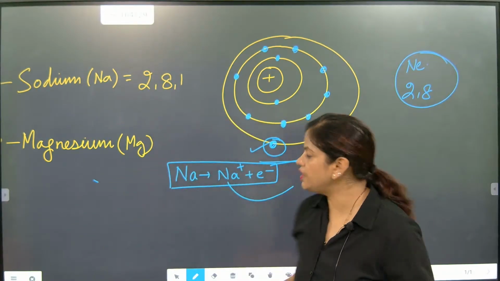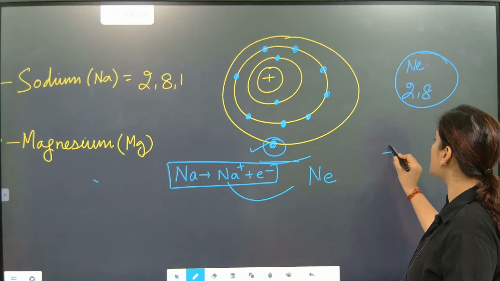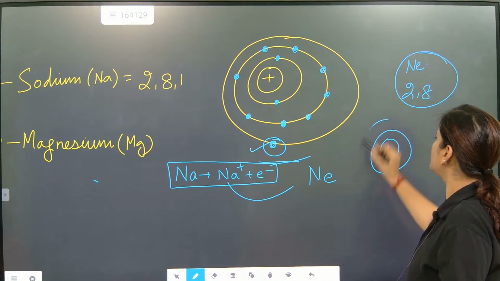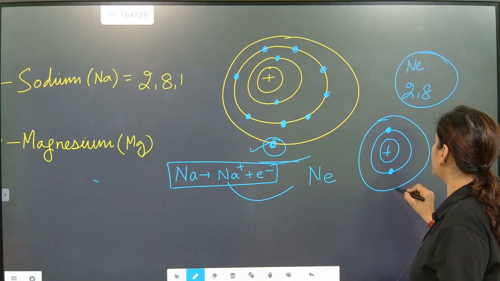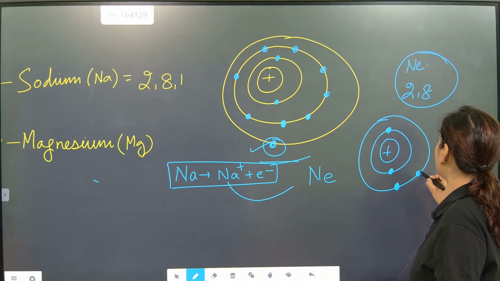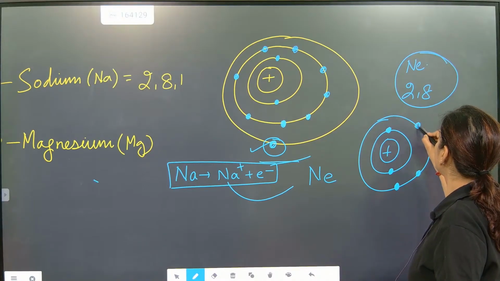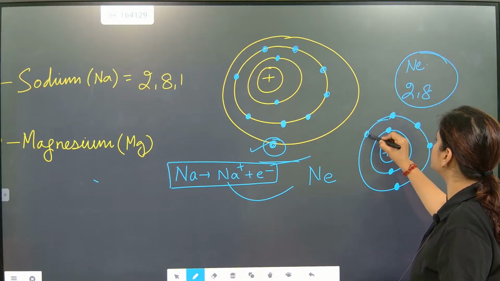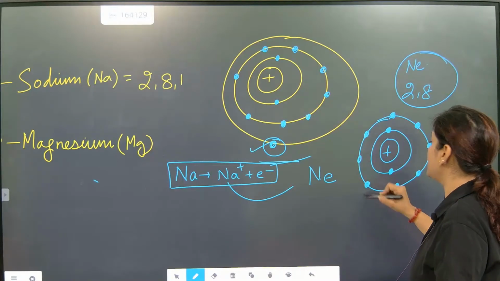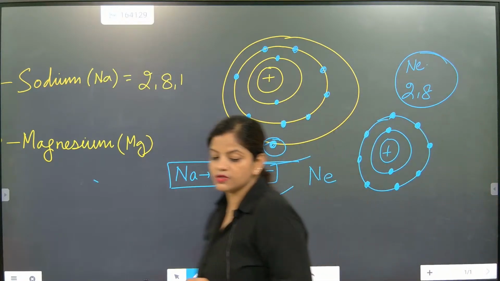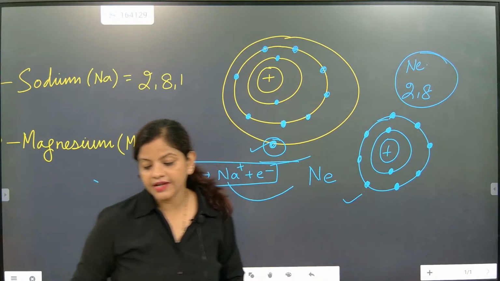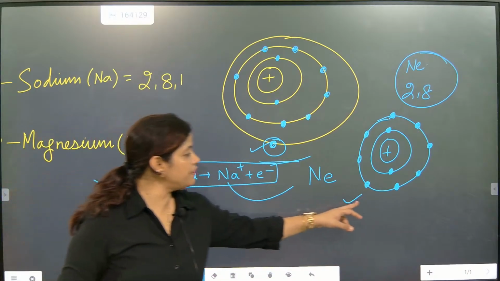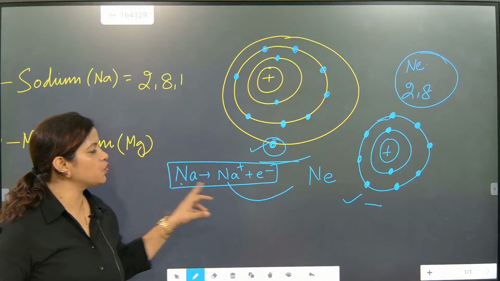So neon's outermost orbit has 2 and 8 electrons. 1, 2, 3, 4, 5, 6, 7, 8. So in the outermost orbit, how many electrons are there? 8 electrons. So its configuration will become the same as that of the sodium ion.